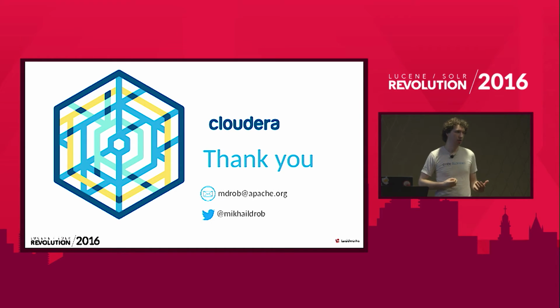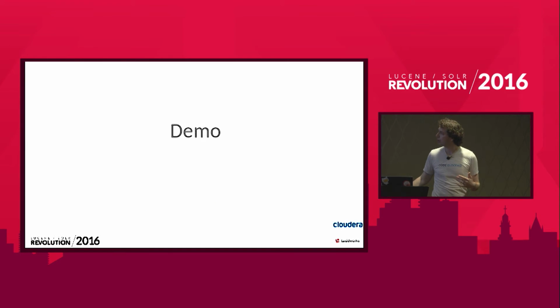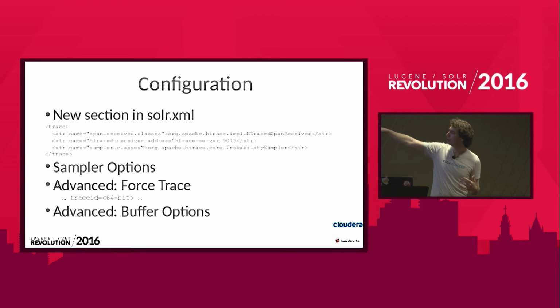Changing out the collector, so back here, one of the configuration options is span receiver classes. So we can say, okay, instead of the HTrace D receiver, I want to use the Zipkin receiver, or I want to use the log4j receiver. And that'll change where the spans get sent out to. And that'll change the RPC protocol as well.